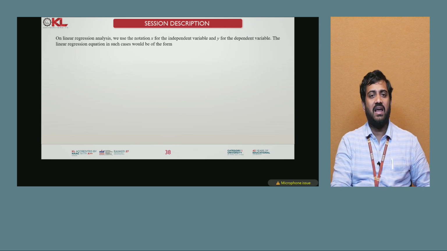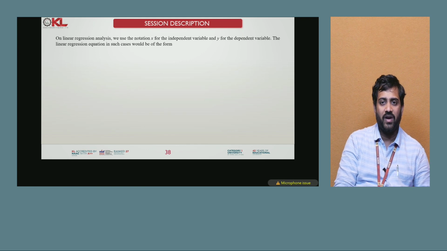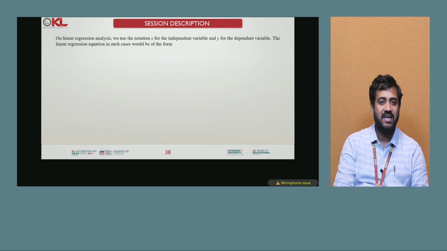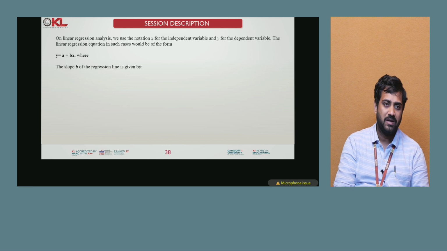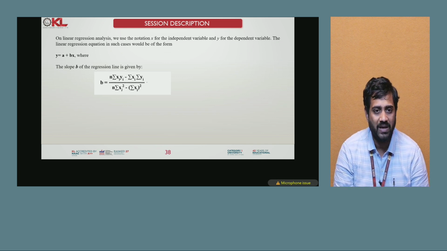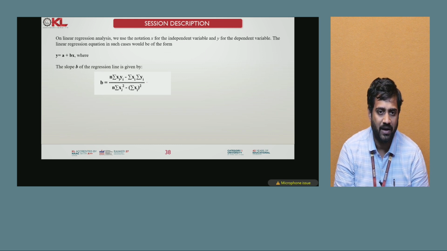In linear regression analysis we use various notations: x for the independent variable and y for the dependent variable. Then the linear regression equation will be in this form: y equal to a plus bx, where the slope b of the regression line is given by b equal to n times sigma xi yi minus sigma xi times sigma yi, divided by n times sigma xi square minus, in brackets, sigma xi whole square.